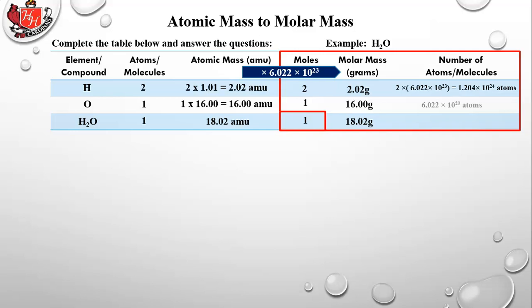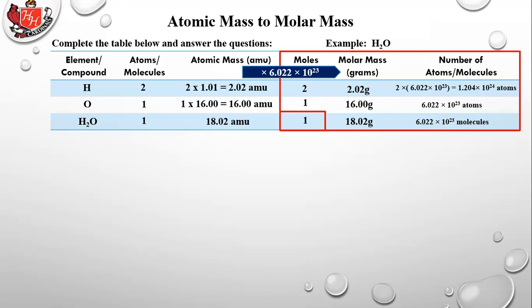For oxygen, you have 1 mole of oxygen in a mole of water. So that's simply going to be 1 times 6.022 times 10 to the 23rd. So there it is right there. And the same for the water molecules. It's going to be 1 times 6.022 times 10 to the 23rd molecules. All right, so I'm going to have you fill out some of these and answer some questions. So let's answer a few questions.